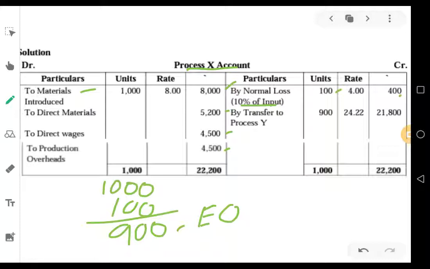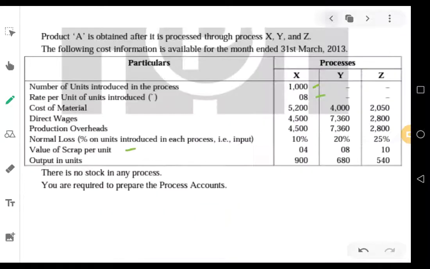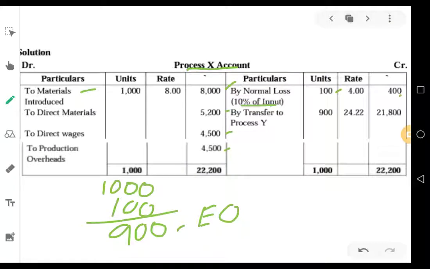When you look at the question, they have given the actual output. Yes, 900. So the expected output and actual output are the same number of units. That means there is no chance of any abnormal units. The expected number of units and the actually manufactured units are the same. Therefore, we don't have any abnormal loss or abnormal gain in this case. Hence, you should just close the process X account by totaling.